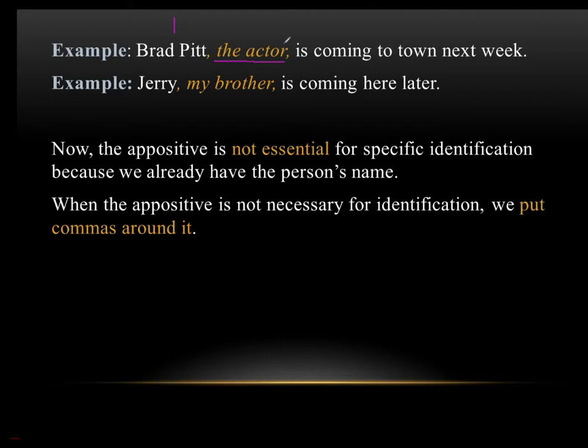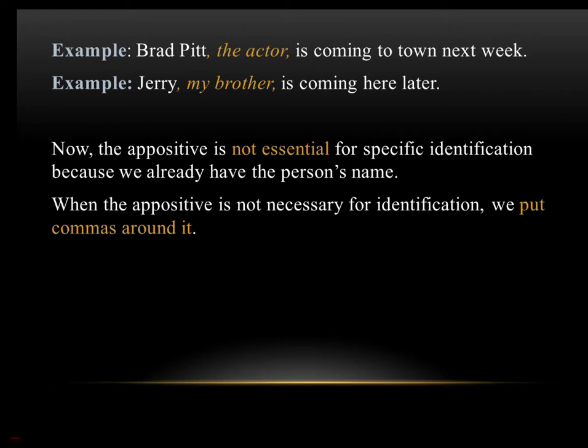And that's all this is about. So if I don't need it for specific identification, I put commas around it. I set it off from the sentence. And when you do this to a phrase or to a single word, then you're telling your reader, interesting but not critical. You can take it out and you would still know exactly what you were talking about. So if I took this out, I would say Brad Pitt is coming to town next week. I know precisely what's going on. I know precisely who I'm talking about. And that's why it's not critical information.